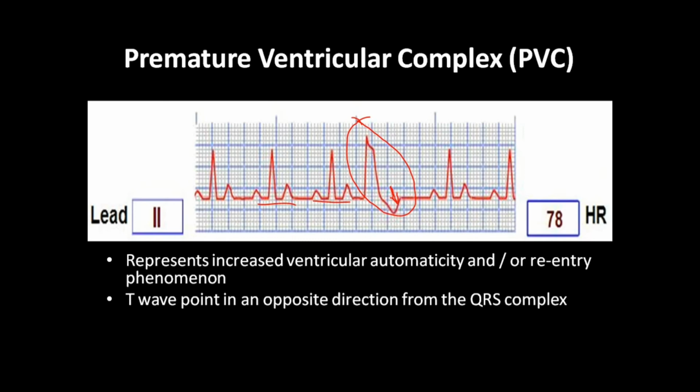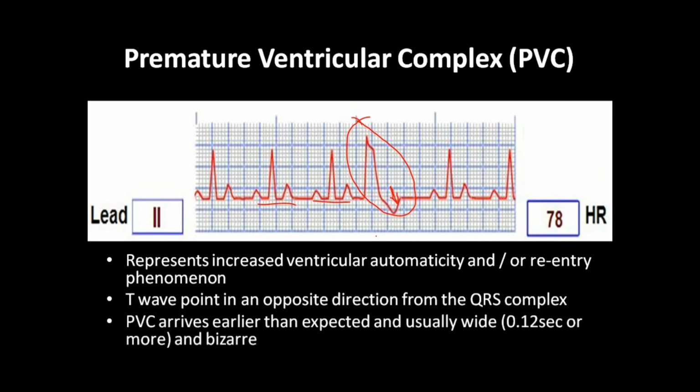So the premature ventricular complex arrives earlier than expected and is usually wide, 0.12 second or more, and bizarre. This is a bizarre wave, and the duration is more than 0.12 seconds, or maybe equal to 0.12 second.